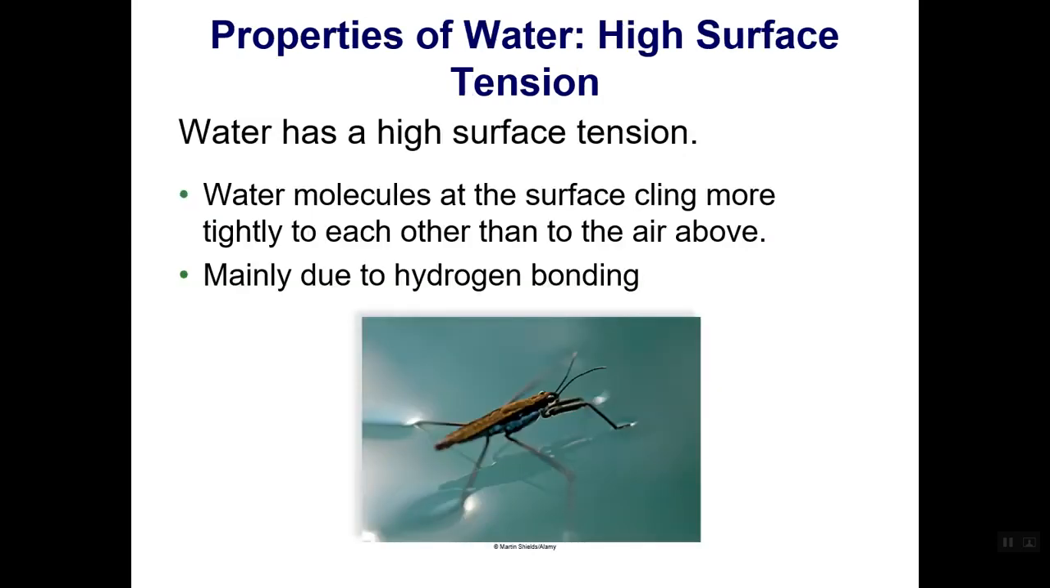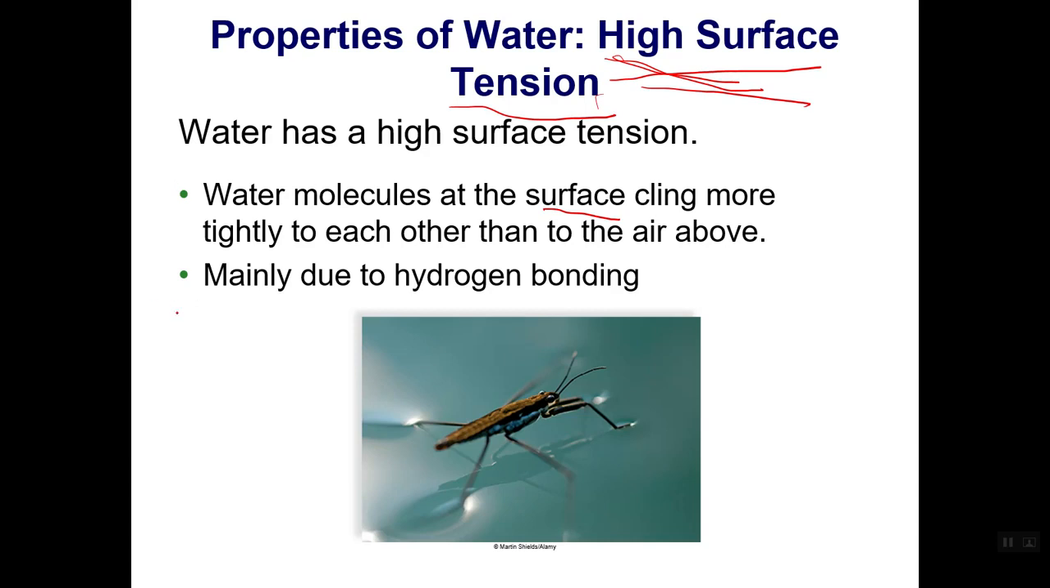Okay, next, water has surface tension. So what that means, ooh, God, I'm so terrible at this, y'all. I swear I'm drawing a straight line and it still goes down. Surface tension. Okay, water has high surface tension. Water molecules at the surface of water cling more tightly to each other than to the air above.